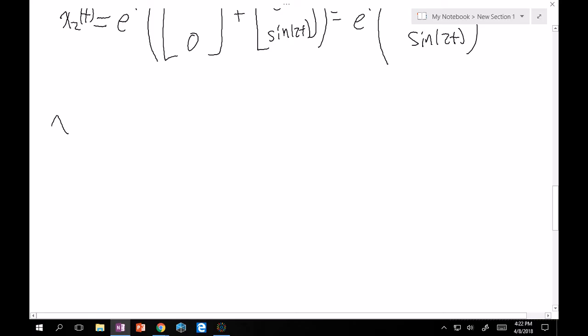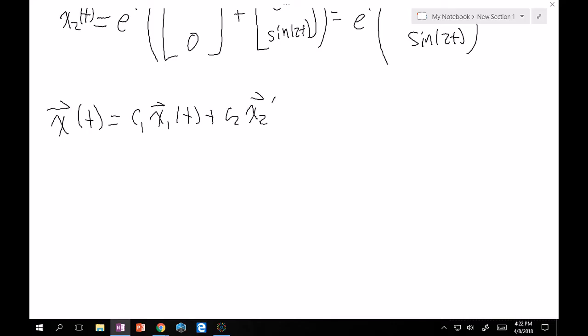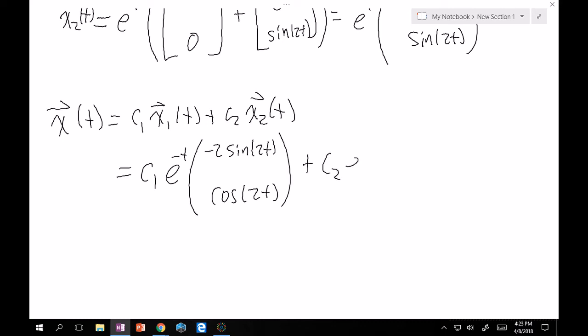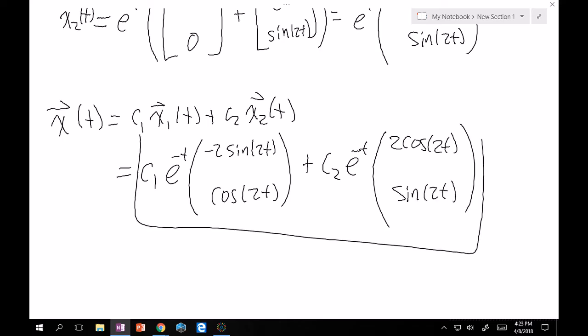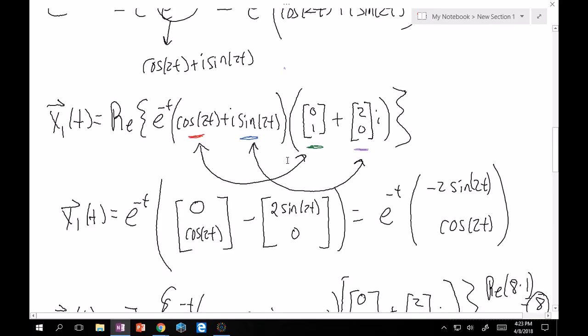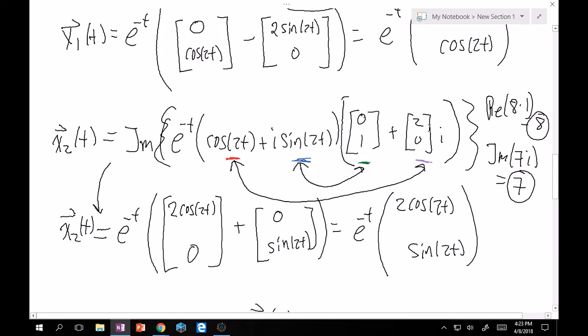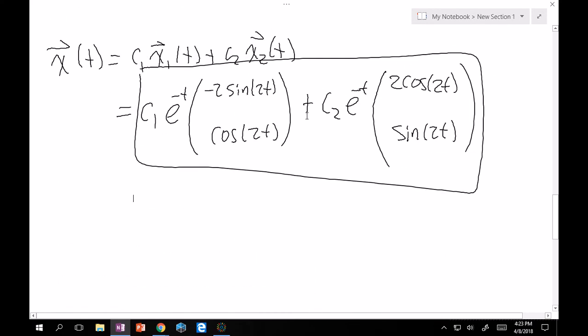So your final answer is equal to C1 x1 of t plus C2 x2 of t, which is nothing more than C1 times, let's see, what was our x1? x1 was e to the minus t, and then we had a minus 2 sine 2t, cosine 2t, plus C2 e to the minus t, 2 cosine 2t, sine 2t. And that is your final answer. Let me make sure I got my x1 correct, by the way. Minus 2. Yeah, okay, great. So that is how you could write it.